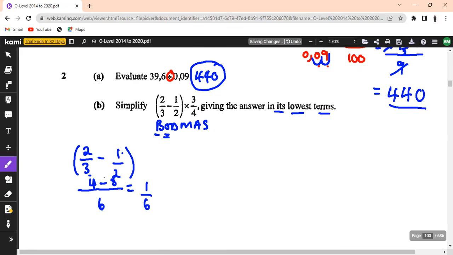which is 1 over 6. So the 1 over 6 here is from this bracket here. So you're going to have 1 over 6 now times 3 over 4. So you're done with the brackets, it's just 1 over 6.